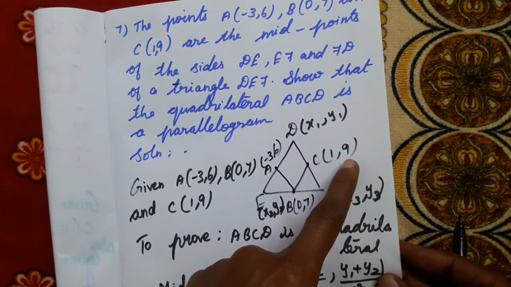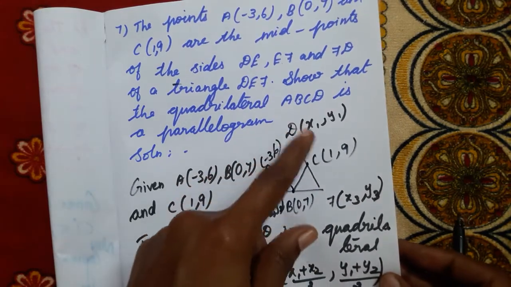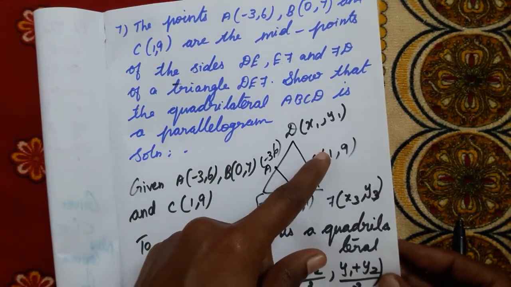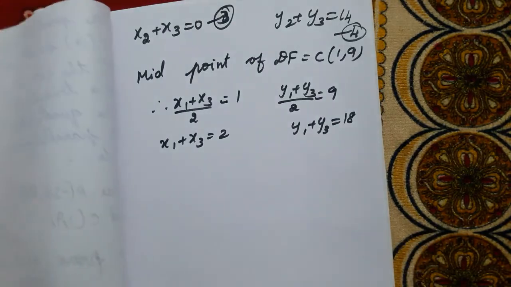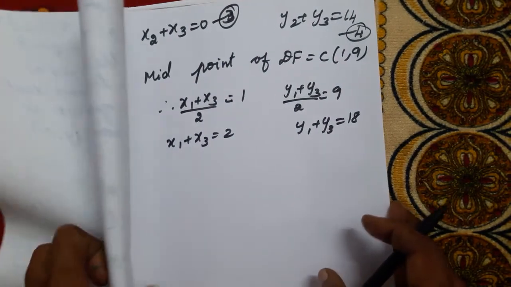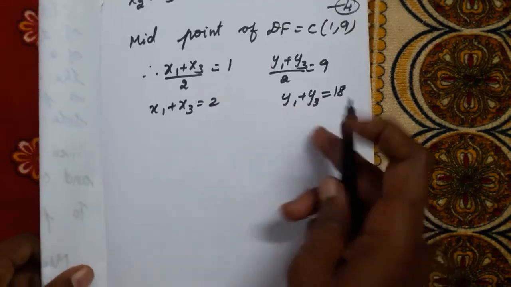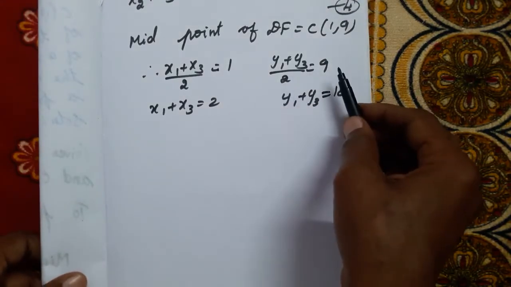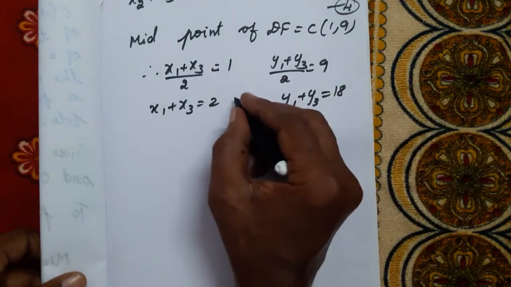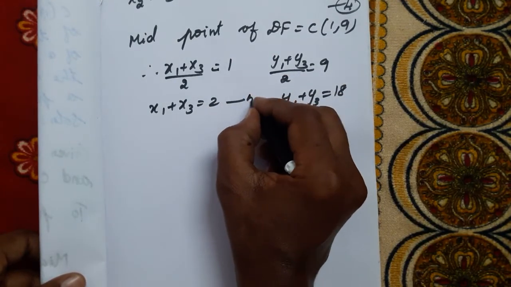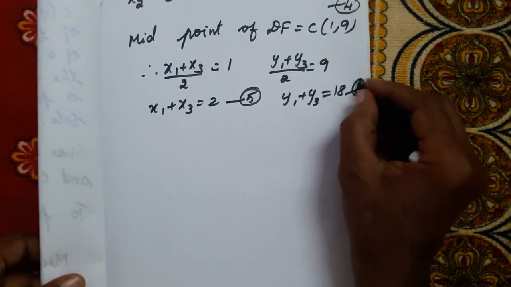Next, the midpoint of DF is C, (1, 9). So we can take (x1 + x3)/2 = 1 and (y1 + y3)/2 = 9. So x1 + x3 = 2 and y1 + y3 = 18. These are equation 5 and equation 6.